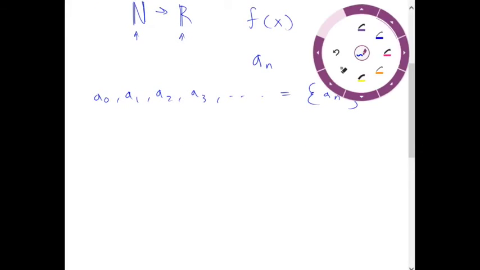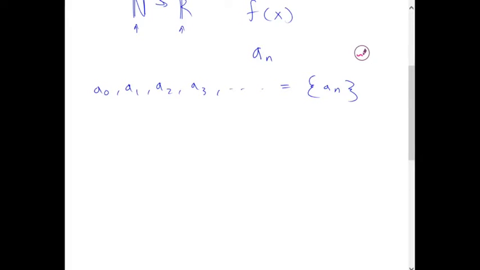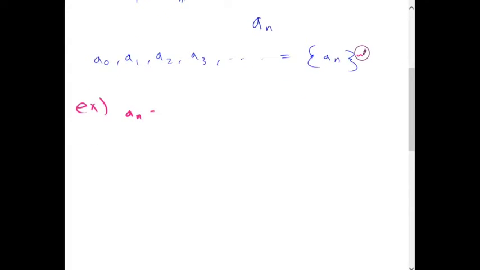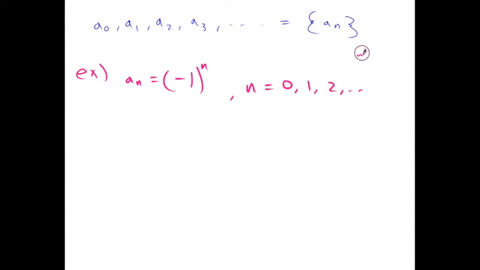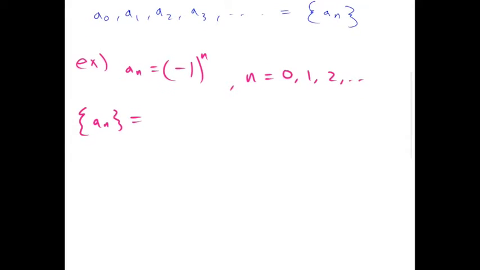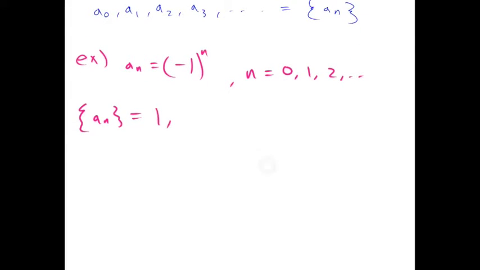If you want an example of a sequence, we can say a sub n equals (-1) to the nth power, with n being 0, 1, 2, and so on. So the sequence equals (-1) to the 0th power, which is 1, (-1) to the first power, which is -1, (-1) to the second power, which is 1, (-1) to the third power, which is -1, and so on.